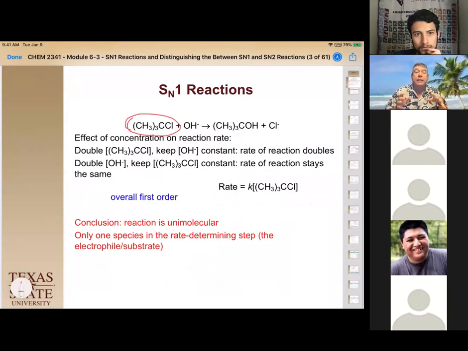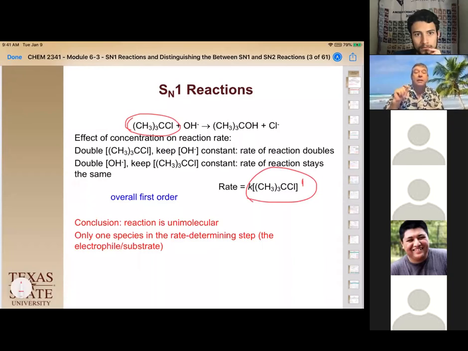Okay, so in the case of SN1 reactions, because it only depends on the concentration of our substrate, we call it a first order reaction. There's only a 1 up here. And so if we double the concentration of our substrate, it'll double the rate of the reaction.